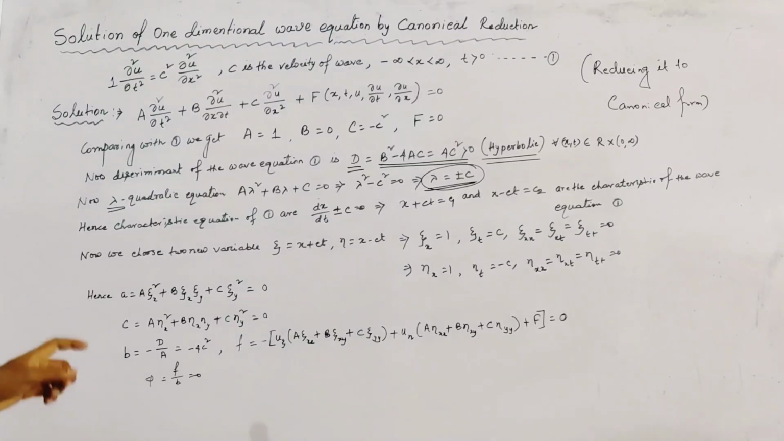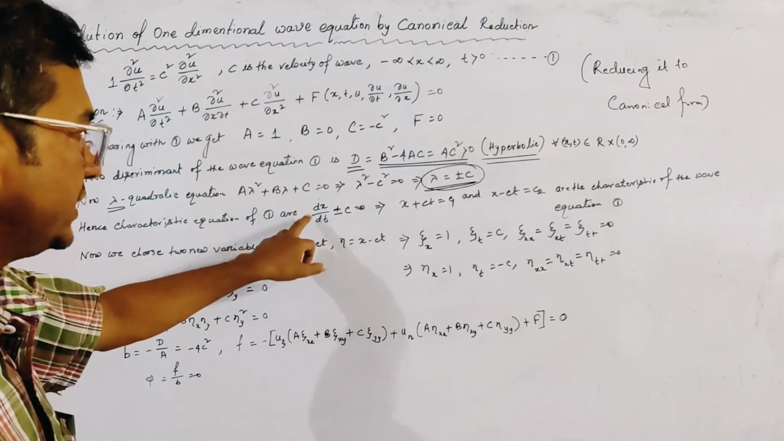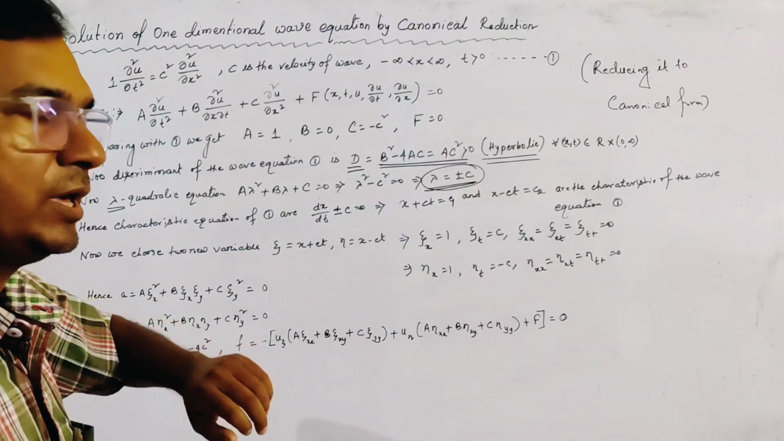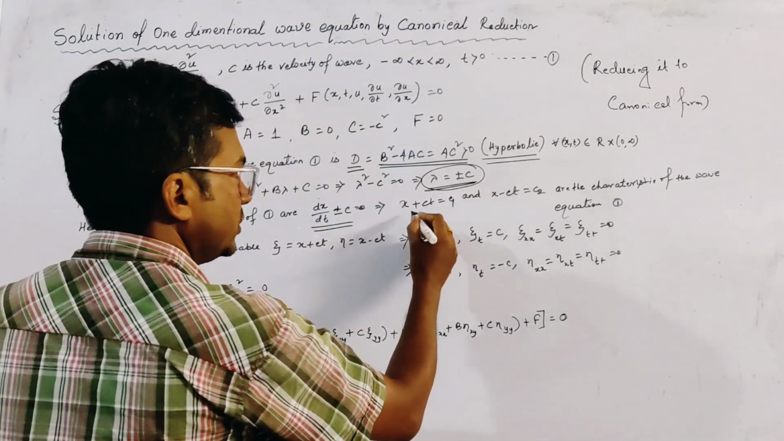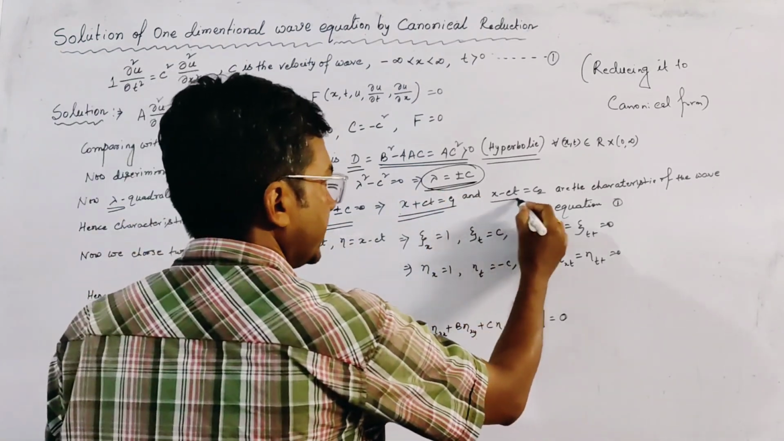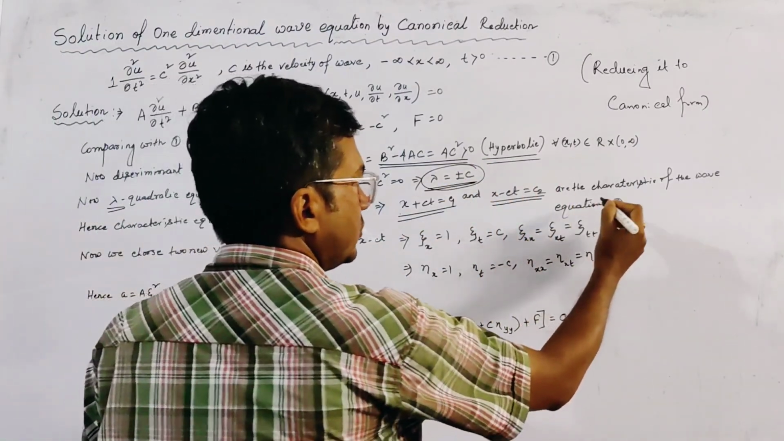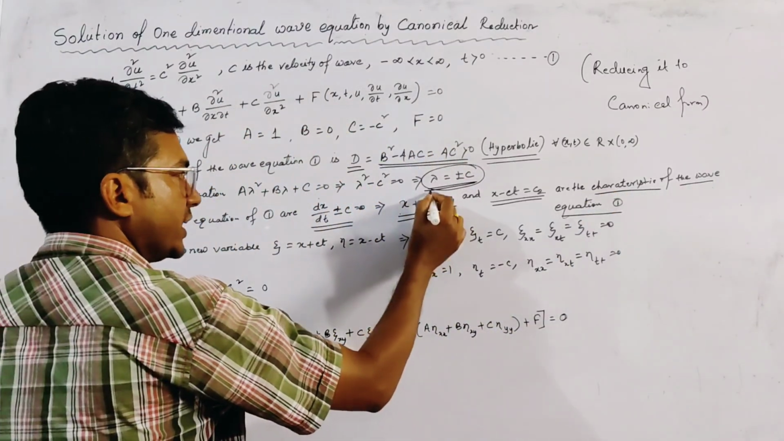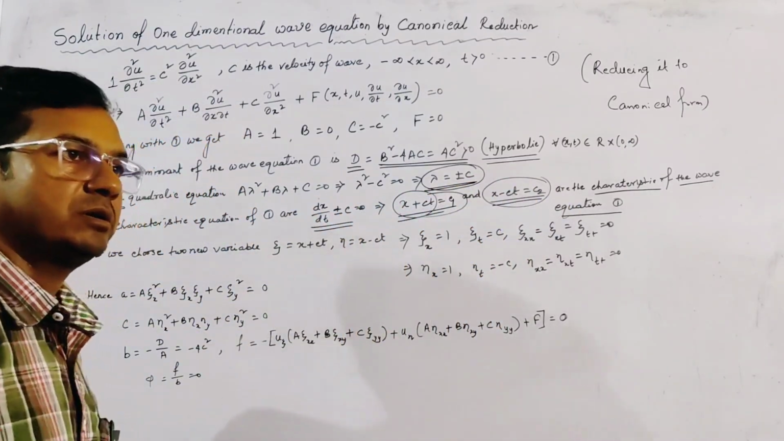Hence we find the two characteristic equations. The first is dx/dt plus c and the second is dx/dt minus c, equal to 0. Solving both of these ordinary differential equations, we get x plus ct equal to an arbitrary constant c1, and x minus ct equal to another arbitrary constant c2, and these are said to be the characteristics of the wave equation 1. These two are the characteristics of equation 1.